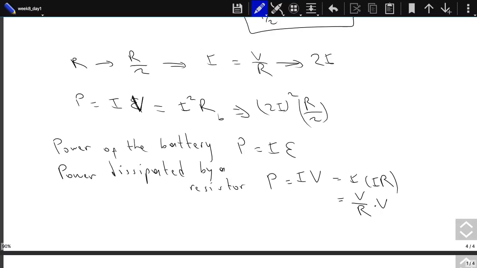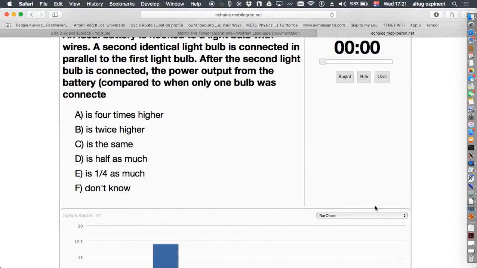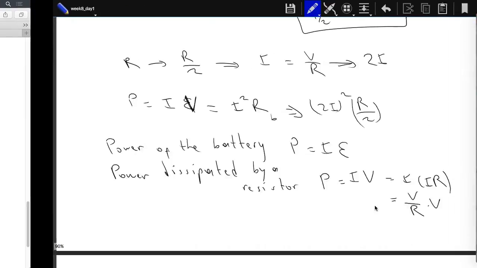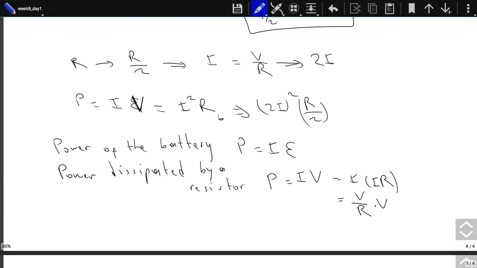Now bring that adapter when we discuss alternating currents. Okay, any questions on this question? What is the answer? Well, I is doubled. There's double current. Epsilon is constant. Power is doubled.